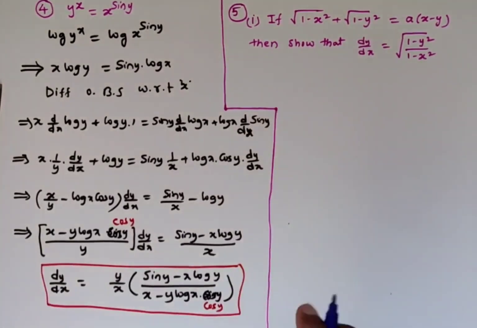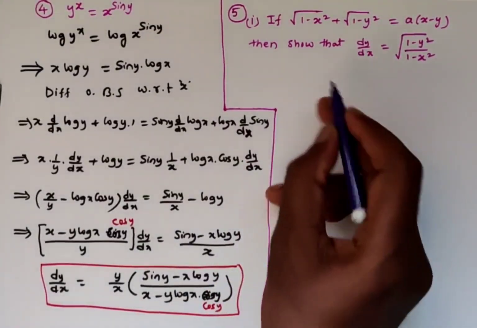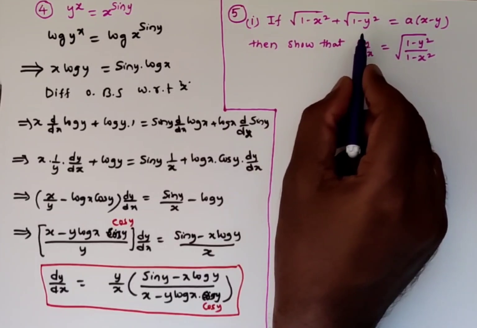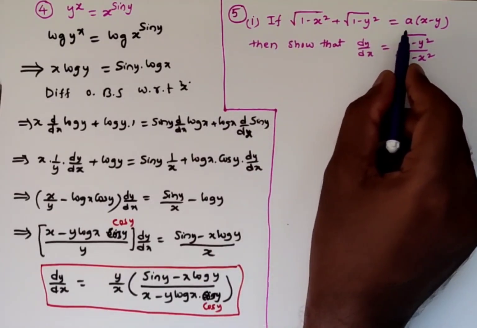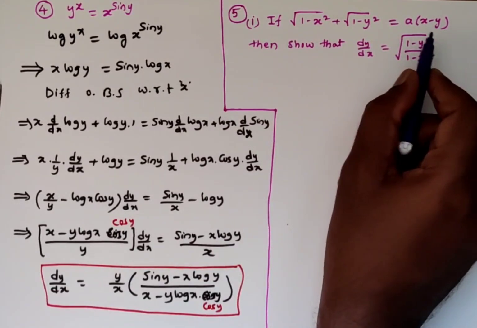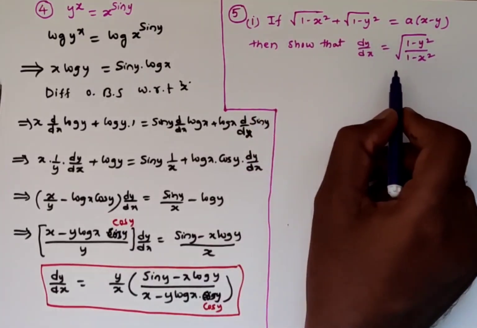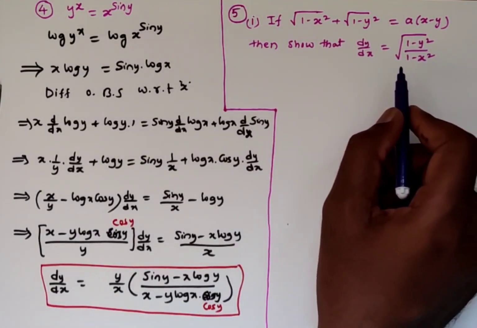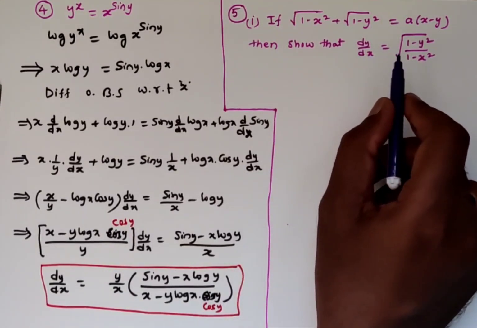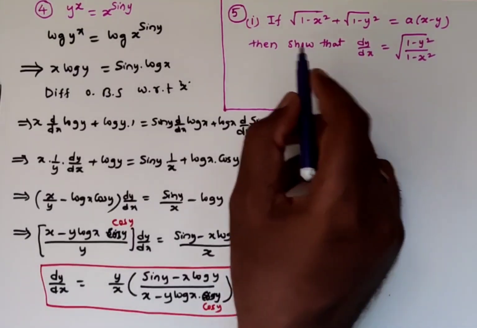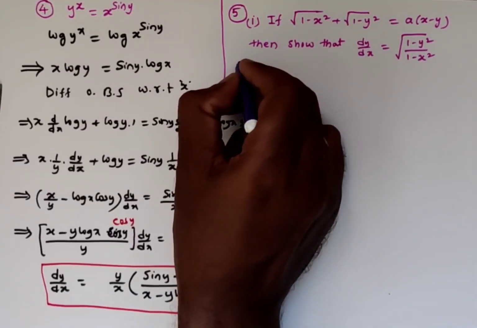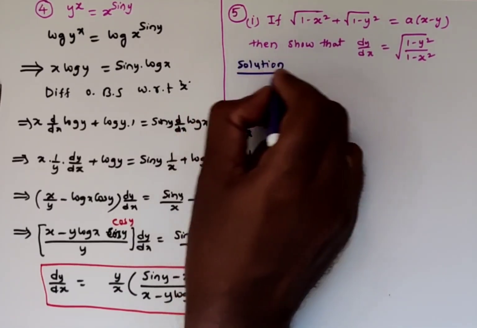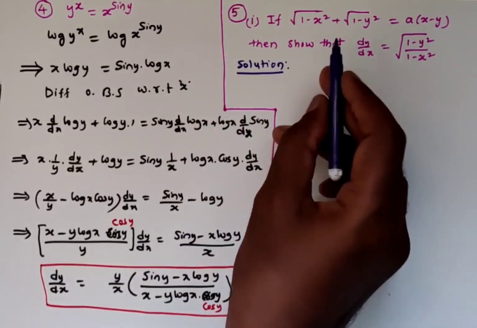Next, fifth bit, first problem. If square root of 1 minus x square plus root of 1 minus y square is equal to a times of x minus y, then show that dy by dx equals square root of 1 minus y square by 1 minus x square. So here x and y are variables and a is a constant. If we apply the derivative directly, then simplification may be complicated. So better go with a substitution method for x and y.